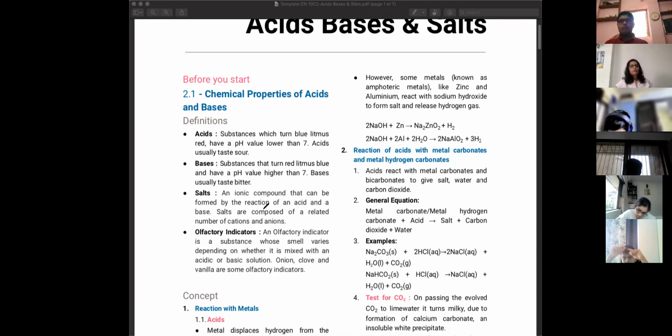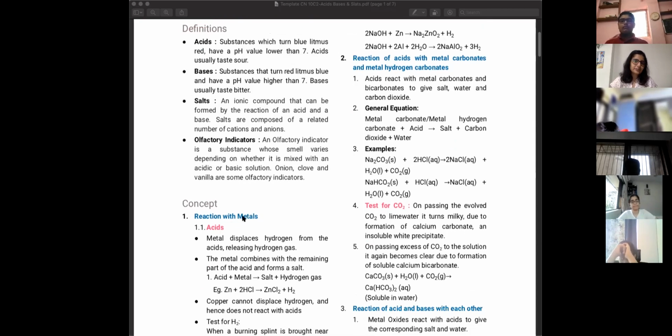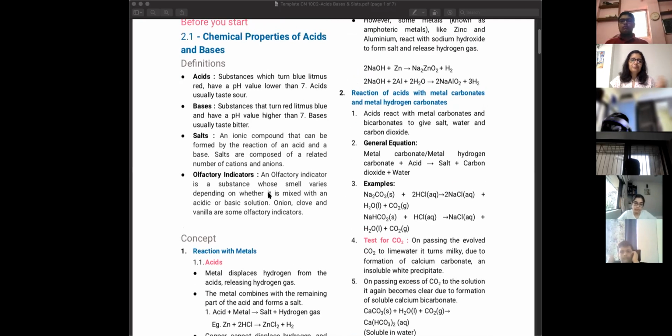How do you find the difference between acids and bases chemically? The next thing that we are going to discuss is the reaction of acids and bases with different things, with metals, with carbonates, all of this stuff. So to react, what is the difference between acids and bases? To figure that out, can you give me some examples of acids and bases that you know of?